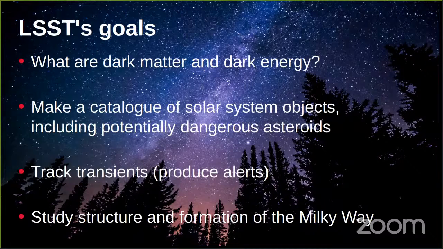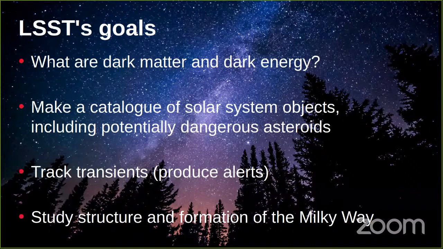So LSST's goals are to answer what dark matter and dark energy are, to make a catalog of solar system objects, potentially including dangerous asteroids, and then to track transients. I'm guessing most of you are astronomers, so you probably know that transients are all those changes in the sky, things that change between two observations. For example, a supernova exploding, or a meteor or asteroid moving, a comet moving, from one moment to the next. Within 60 seconds from detecting such a change, it will produce an alert and send it to the worldwide scientific community, those who subscribe to such alerts. And it will also study the structure and formation of the Milky Way, although there are better projects for that, probably Gaia or others.